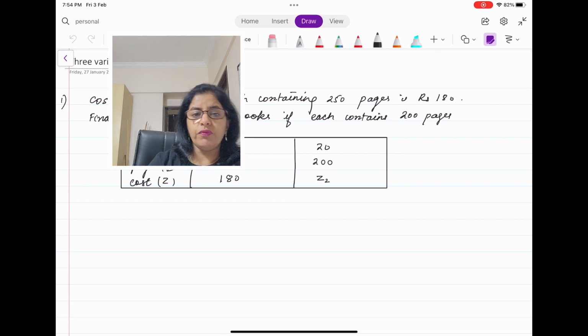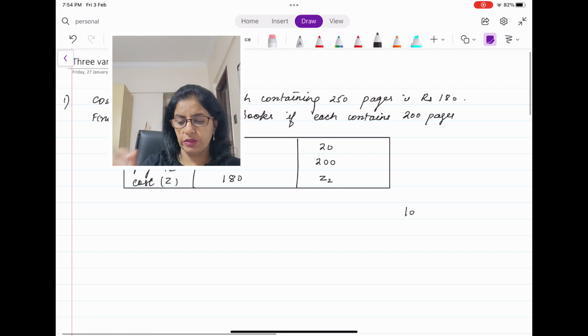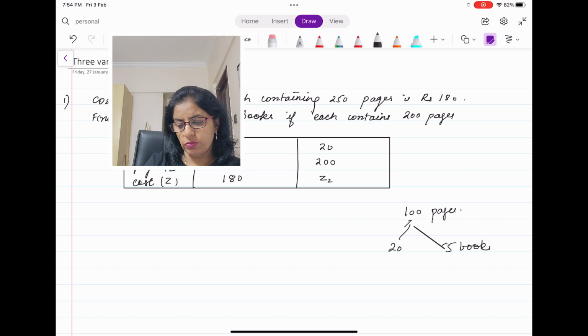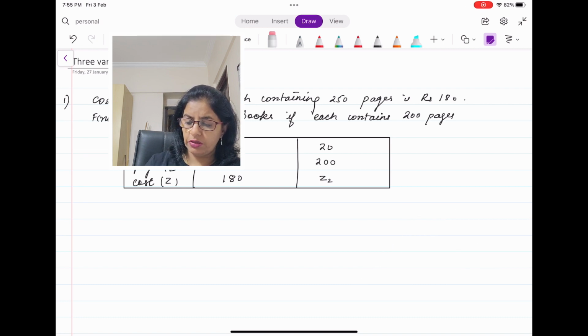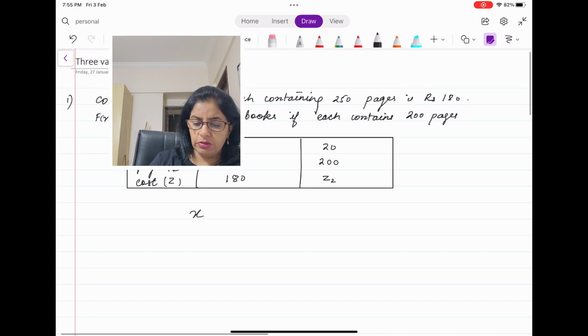Now we know if the number of pages is fixed, suppose you have 100 pages, and you are making books of 20 pages each, so you will make 5 books. But if you make a book of 25 pages, you will make 4 books. So if the number of pages is increasing, the number of books is decreasing. So by doing this, we understand that X is inversely proportional to Y.